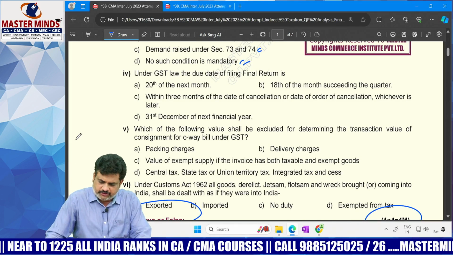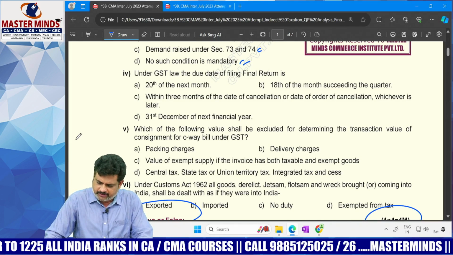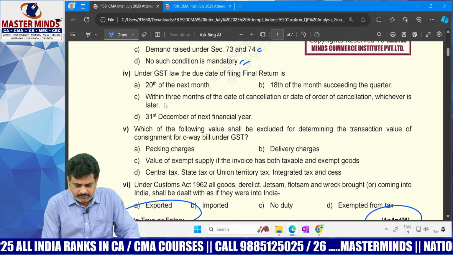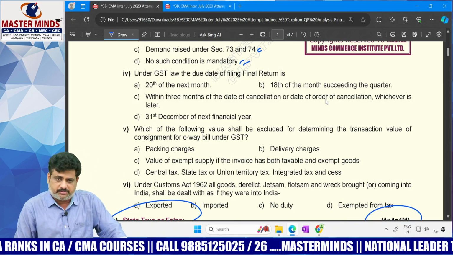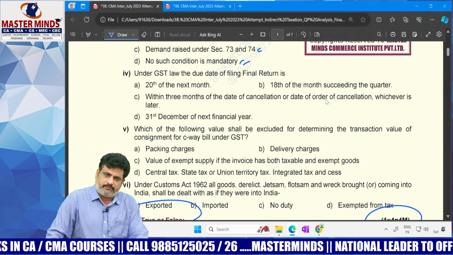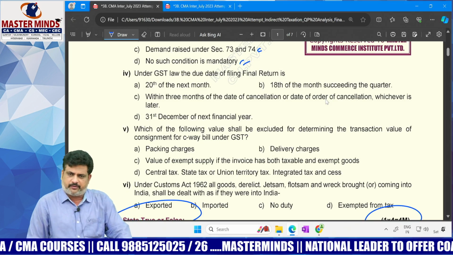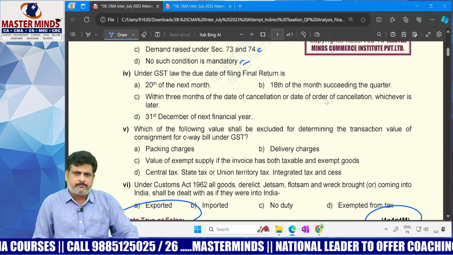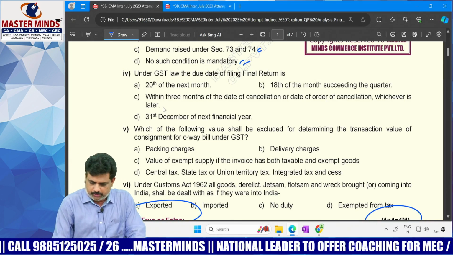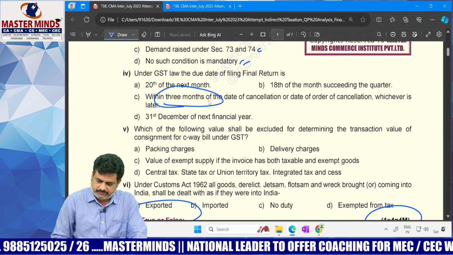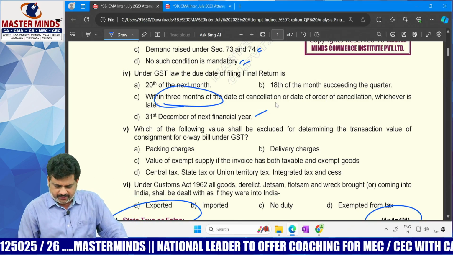Next one. Under GST law, what is the due date of filing the final return? 20th of the next month, 18th of the month succeeding the quarter, within 3 months of the date of cancellation or date of order of cancellation, whichever is later, 31st December of the next financial year. So I think within 3 months. Okay, this is with respect to the annual return.